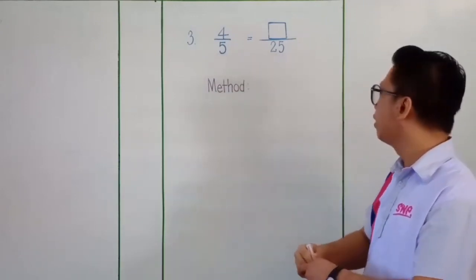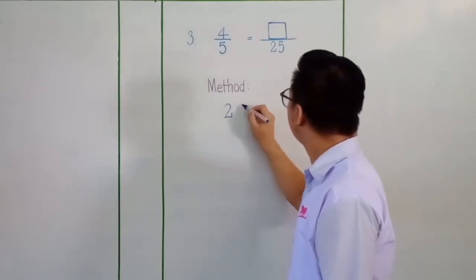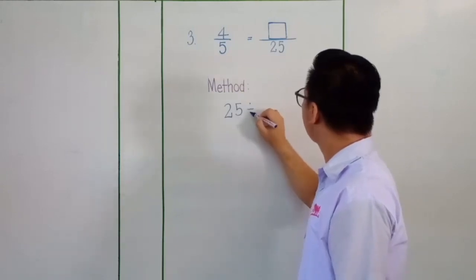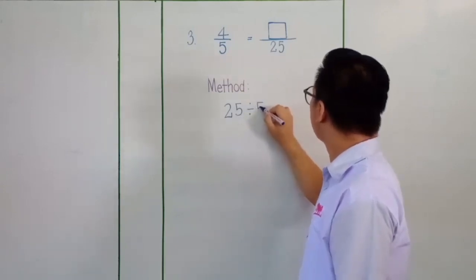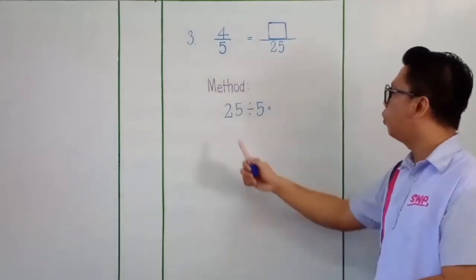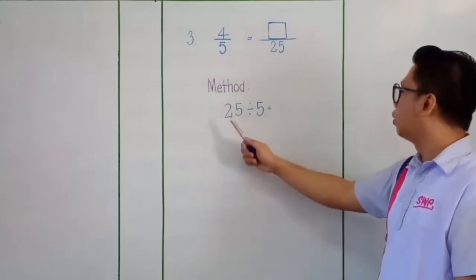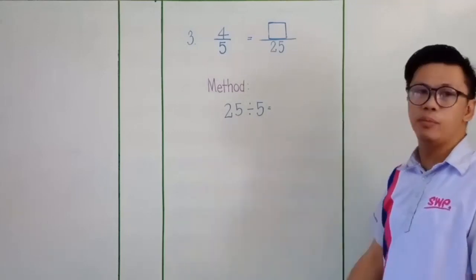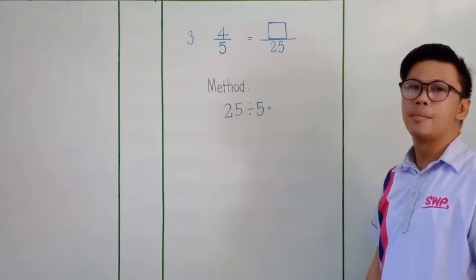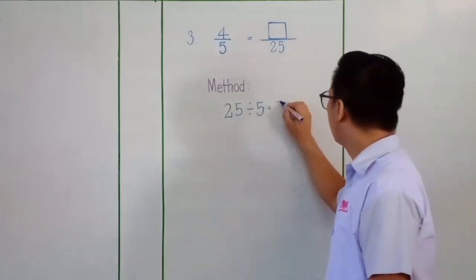So let's write. So we will write 25 divided by 5. So we will write now 25 divided by 5. So let's answer now. So 25 divided by 5, what is our answer? Very good. Our answer is 5. Why 5?